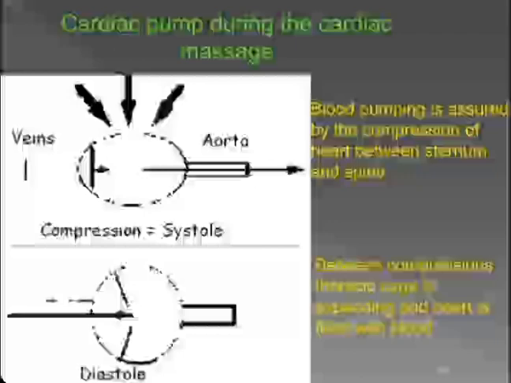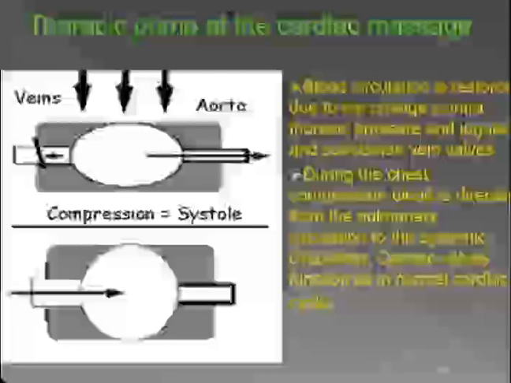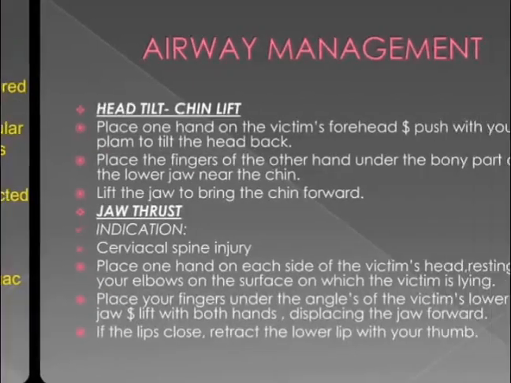Cardiac pump during cardiac massage. Pumping is assured by the compression of the heart between the sternum and spine. Between compressions, the thoracic cage expands and the heart is filled with blood. Thoracic pump in cardiac massage. Blood circulation is restored due to the change in intrathoracic pressure and the jugular and subclavian vein valves. During chest compression, the blood is directed from the pulmonary circulation to the systemic circulation. Cardiac valves function as in the normal cardiac cycle.